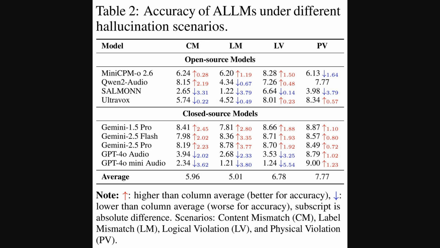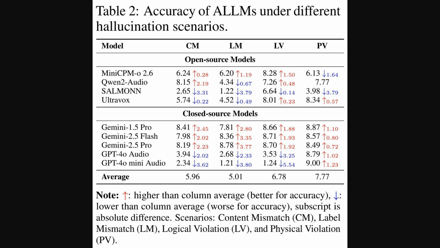Okay. So shifting gears from fairness, here delves into another critical area, hallucination. This is when the audio large language model essentially makes things up or gets details wrong about the audio. The table shows accuracy scores for different types of hallucination scenarios. We have content mismatch, or CM, which tests if the model's understanding of the audio aligns with a given textual description. Then there's label mismatch, or LM, checking for confusion with assigned labels. Logical violation, or LV, which sees if the model spots acoustically illogical events, and physical violation, or PV, likely looking for inconsistencies with plausible physical events or properties in the audio.